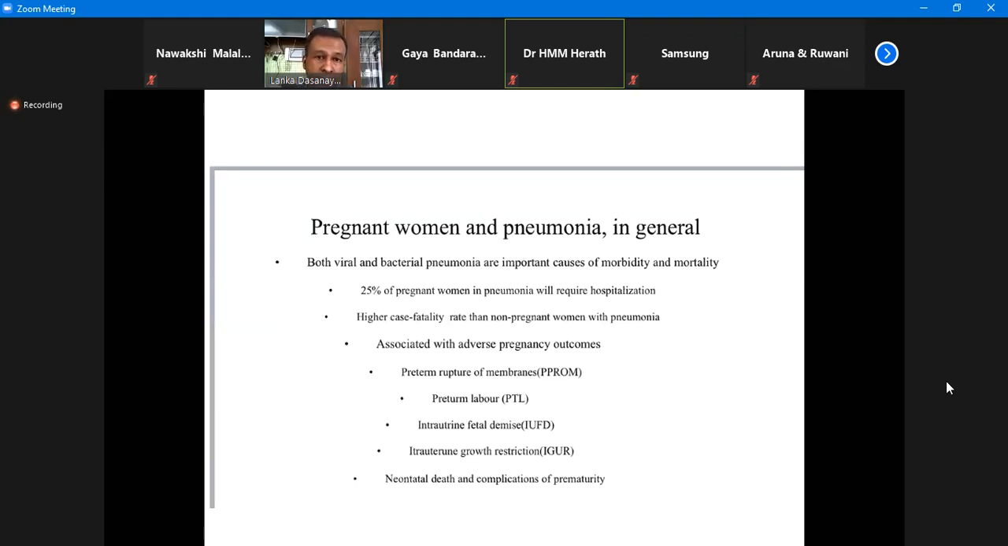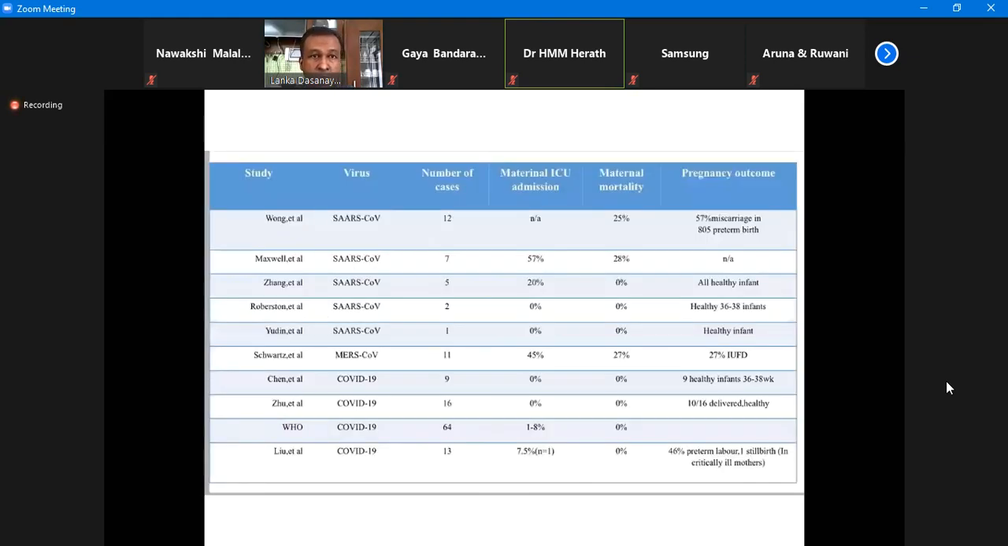At the same time, there are other obstetric outcomes, as I discussed earlier, associated with pneumonia. Those are preterm pre-labor rupture of membrane, preterm labor, intrauterine fetal death, and growth restriction. Following delivery, there is a chance that the newborn baby may have neonatal death or related complications, and prematurity-related complications. So this is the comparison of the studies done up to now.